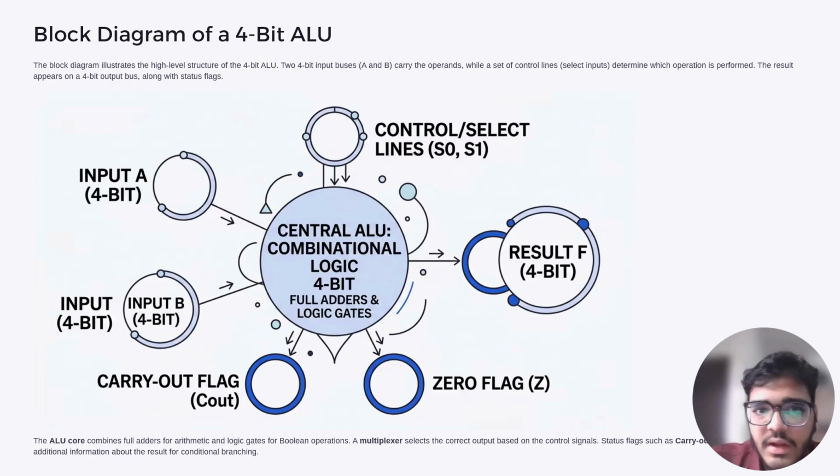Now, the block diagram of an ALU. The block diagram shows the structure of a 4-bit ALU. It has two inputs, A and B, each 4 bits. Control lines determine which operation is performed. Then the ALU contains adders and logic gates. A multiplexer selects the final output based on control signals. It also generates flags like the zero flag and the carry out flag.